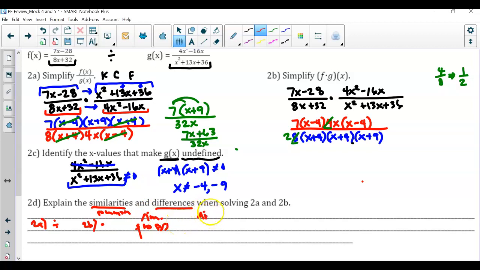However, what was the big difference? Well, the big difference was that with 2a, because it was division, what did you have to do? Keep the first fraction, change to multiplication, and flip the second fraction. Or, if you want to be even more mathematical, we are multiplying by the reciprocal.